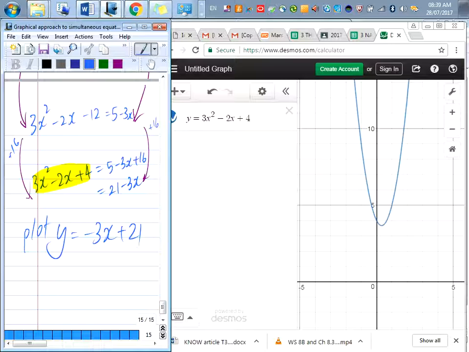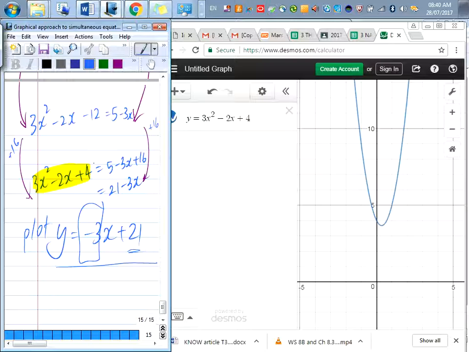What do you think this graph looks like? It is a straight line. Okay, it is a straight line. Y equals mx plus c. How does it slope? Upwards or downwards? Downwards. Why? Because there is a negative 3 over here. What is the y-intercept? 21.